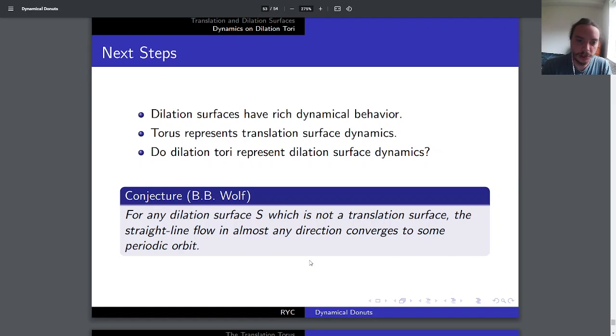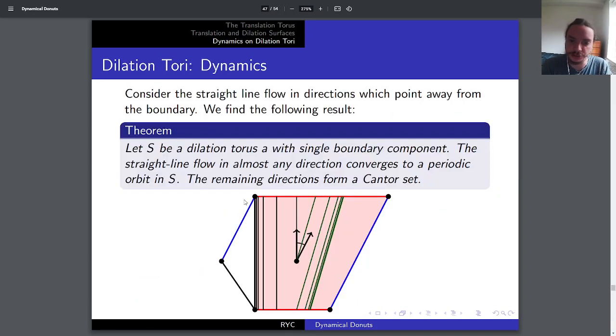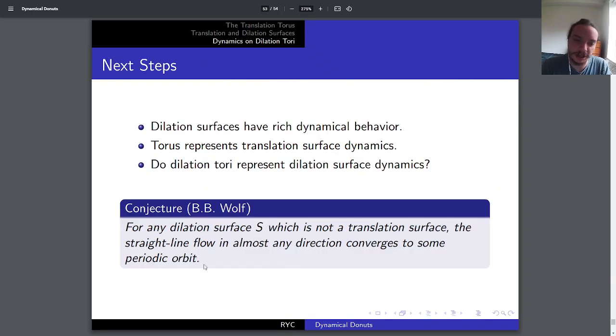Okay, so this would be like the analog to this theorem, which says that in almost any direction you converge to a periodic orbit. But even if you were to prove something like this, you still wouldn't have any clue what happens on the leftover directions. Okay, so this is kind of a great conjecture to have, but it shows just how little we know about how dilation surfaces could possibly work.